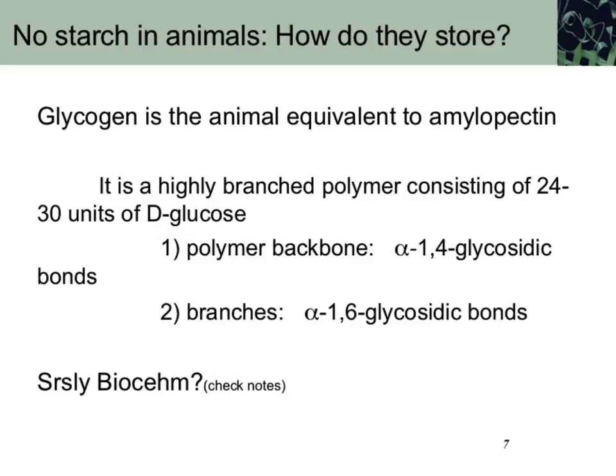Animals don't have starch. Okay, so how are they going to store? Well, through something very, very similar. We call it glycogen. Okay, it's the animal equivalent of our amylopectin. Okay, we're looking at 24 to 30 units of D-glucose. Again, the polymer backbone has 1,4 glycosidic bonds and branches with 1,6 glycosidic bonds. Okay, which seems a bit weird because it sounds awfully familiar to amylopectin.